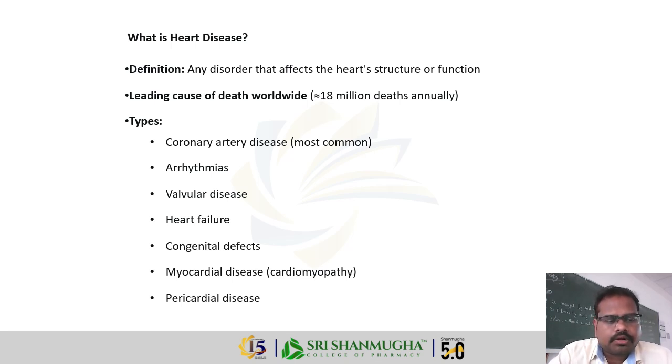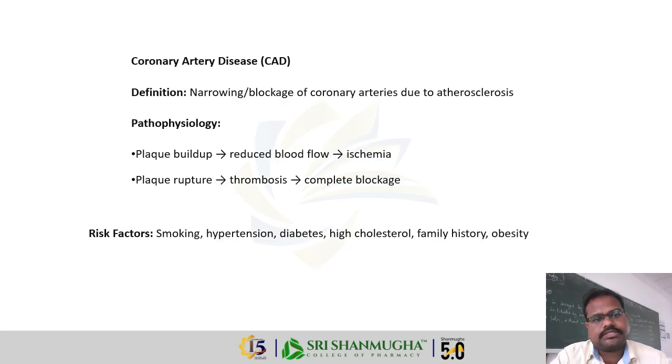So what are the types? There are so many types of heart diseases, and these are listed here. Coronary artery disease is the most common disease. Then arrhythmias, valvular disease, heart failure, congenital defects, myocardial diseases, and pericardial disease. These are the types of heart diseases that we are going to see one by one. So going into the first disease, that is coronary artery disease.